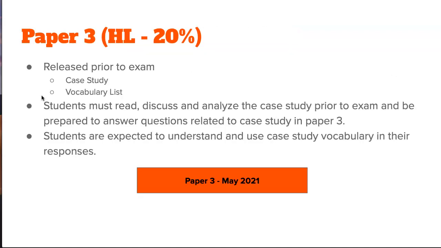Paper 3, which is only HL, is essentially a case study that is released prior to the exam. So you have this case study that you have to read through in advance and you discuss, and there's a vocabulary list. So you have to be comfortable with some terminology, and what the students do is they read, discuss, and analyze the case study prior to the exam, and they have to be prepared to answer questions related to the case study in paper 3.